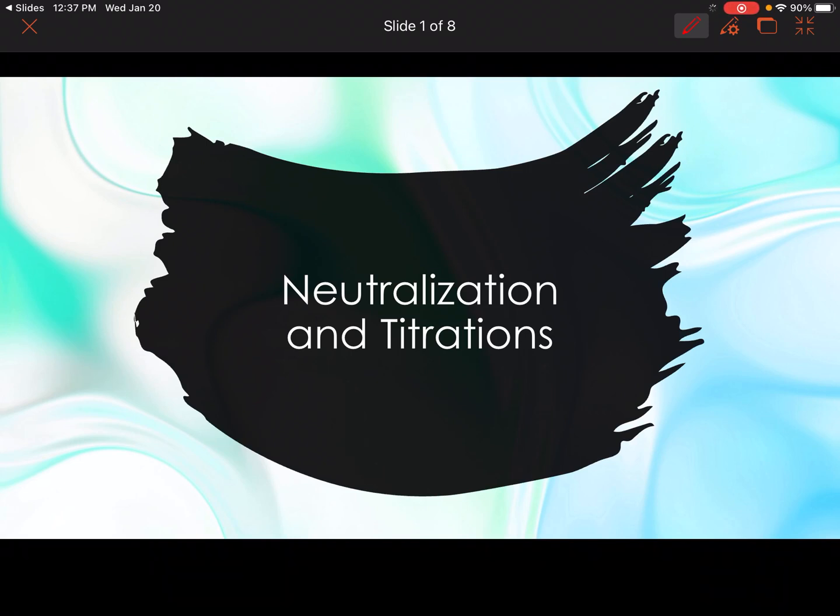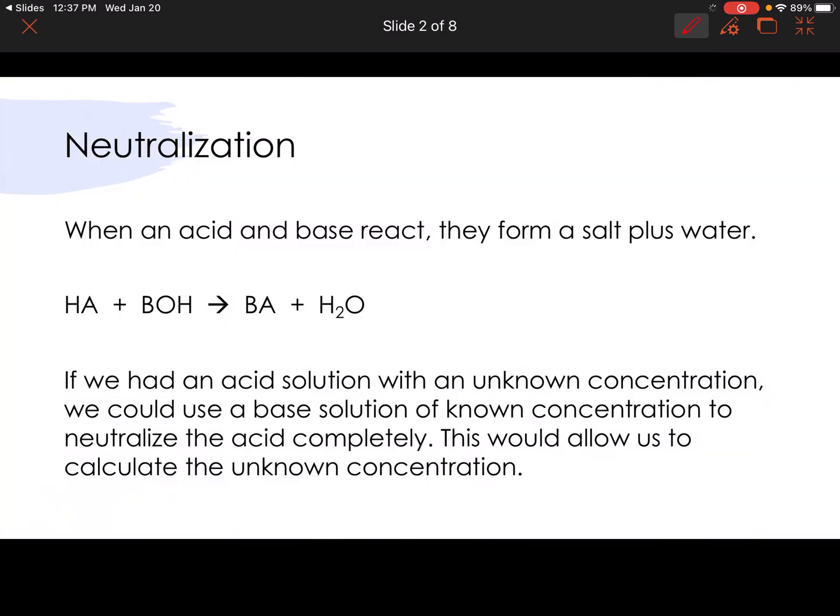Hi everyone. Today we're going to be going through neutralization and titrations. This will be lesson 5.9. So neutralization reactions are ones that you already know about, and titrations, that may be a new concept for you, but we'll have a lab on this and it'll make sense to everyone.